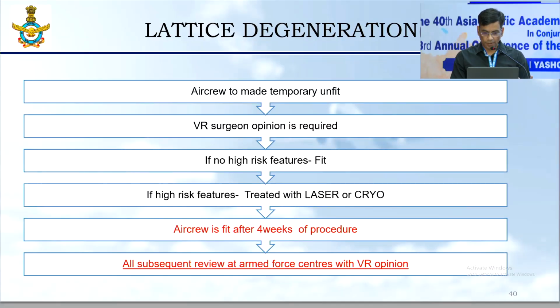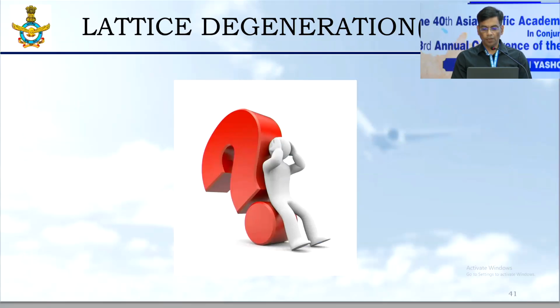And again, we keep troubling the retina specialist: lattice degeneration. If anything is done for lattice degeneration, the person is unfit for 4 weeks. After 4 weeks, they become fit, and all subsequent review at the Armed Forces Center with the VR opinion. But the problem here is they have not given any time limit, how long should we follow. They have given lifelong, so every time they have to come, but in our center we give only 2 to 3 years. After that, we make them fit.